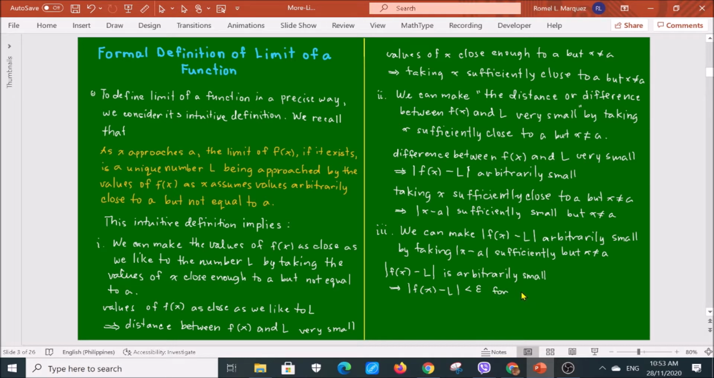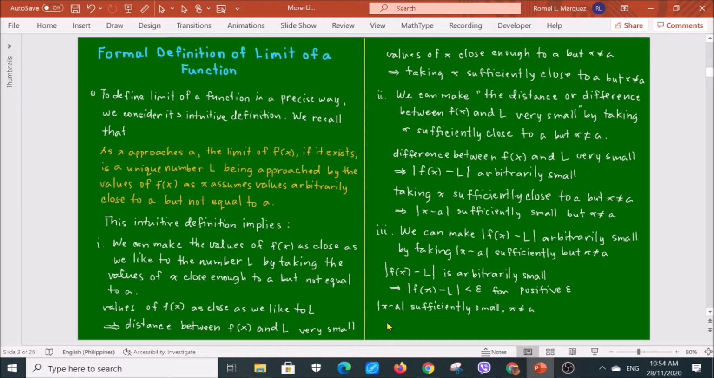So that is for positive epsilon. Okay? Again, the absolute value of f of x minus L is arbitrarily small, means I can think of a positive number epsilon such that this difference is less than that number. Okay? Absolute value of x minus a sufficiently small, x not equal to a.